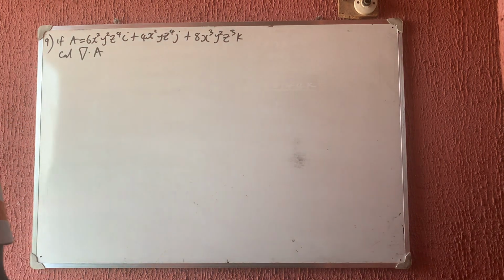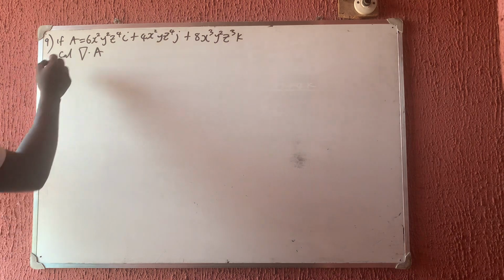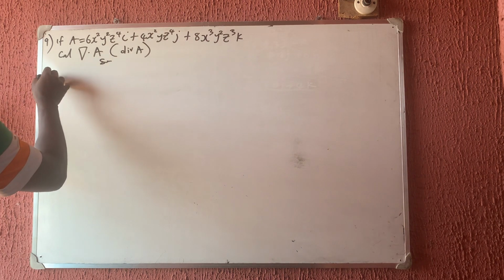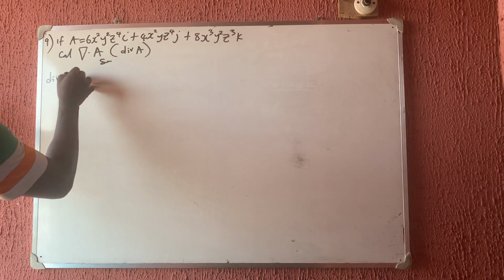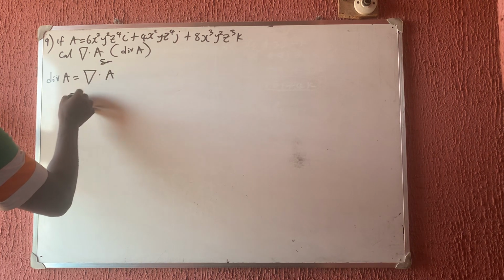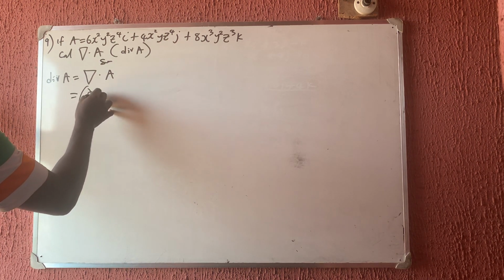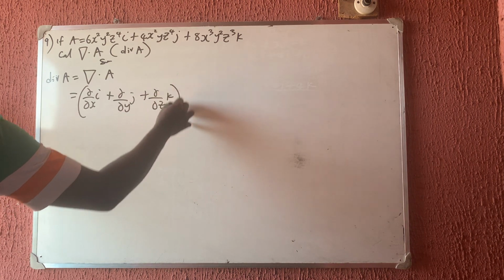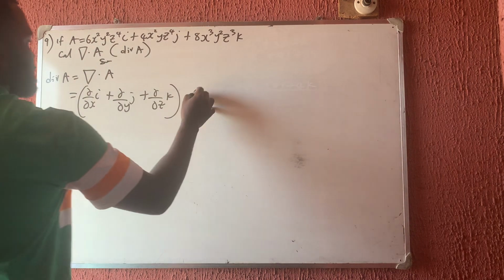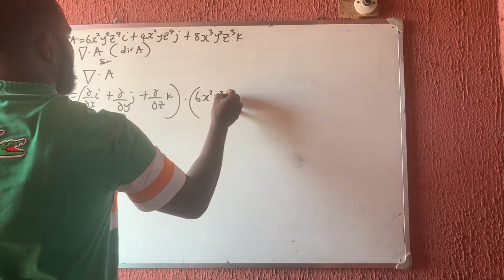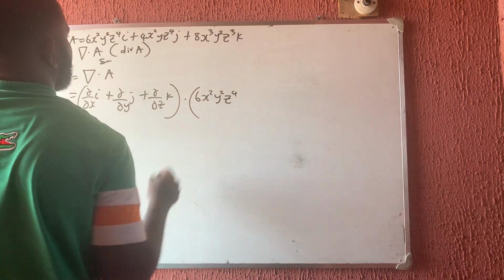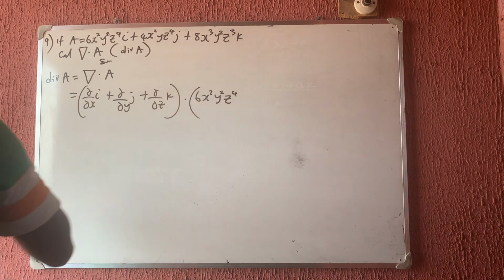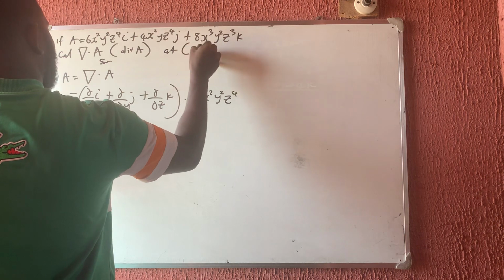When it is a dot product, what do you call it? You call it divergence. Don't forget. So solution. They say we should calculate div A. So therefore div A simply means this dot product A. So what's the meaning of this? This one means partial x i plus partial y j plus partial z k, dot this vector, which is 6x squared y squared z raised to power 4. Did they give us a point? Number 9, they give us the point 2 comma 1 comma minus 1.